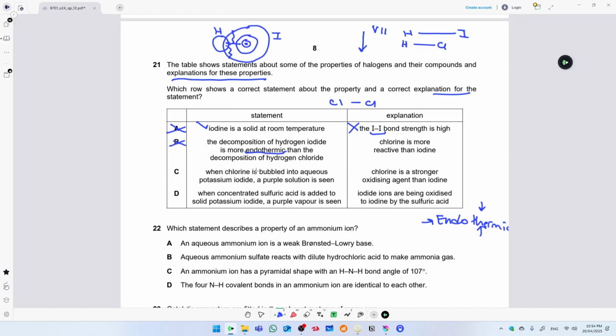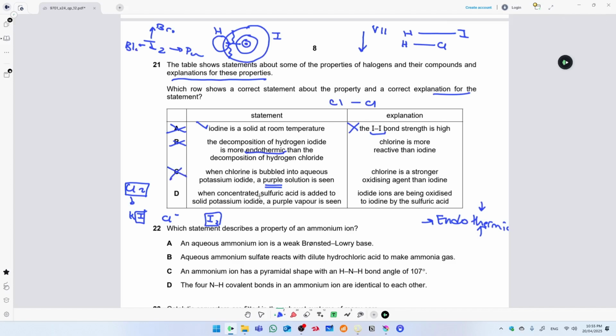When chlorine is bubbled through aqueous potassium iodide, a purple solution is seen. So KI, and then you add Cl2. Cl2 is a strong oxidizing agent, and this is a strong reducing agent. So the iodide will reduce the Cl2 into Cl minus, and the chlorine will oxidize the I minus into I2. So the iodine in solution is actually not purple, it's brown. So you have to know the colors of iodine in solution. It's brown in solution, purple in vapor, and grayish black in solids. So C is not the answer.